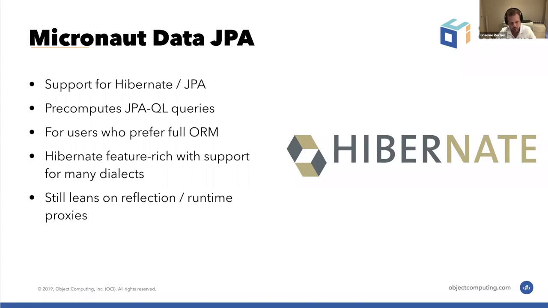Hibernate is a very feature-rich object relational mapping tool with support for many different dialects and a lot of legacy schema support. So it's very rich, it's very mature, it's been around for a long time. Now the JPA implementation obviously doesn't use reflection and so forth at the repository layer, but Hibernate itself does still rely on reflection and runtime proxies. So it's not as optimal as the other variation of Micronaut Data, which is Micronaut Data JDBC.